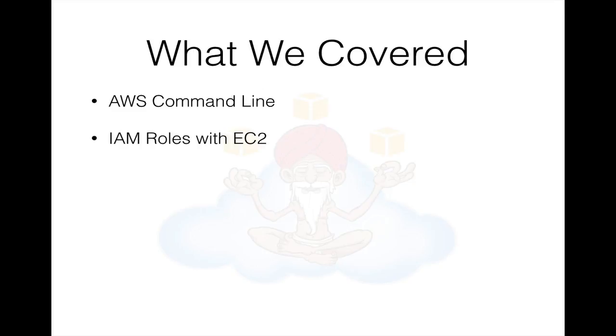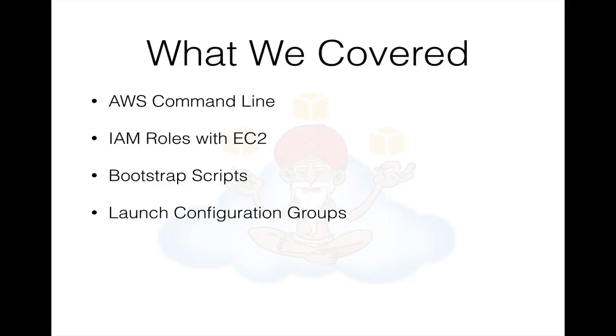And we looked at identity access management roles within EC2. We looked at our bootstrap scripts. So we wrote a script that allows us to automatically deploy a web server without us having to even go in and SSH into the box and deploy code, all by running a bootstrap script. We looked at our launch configuration groups, and we configured one which we then used for our auto scaling, and then we had a brief look at Lambda.